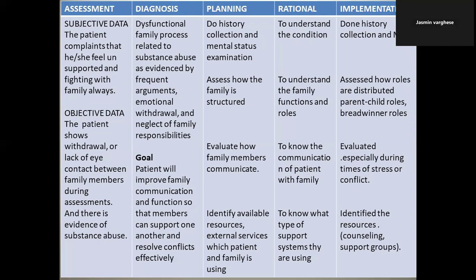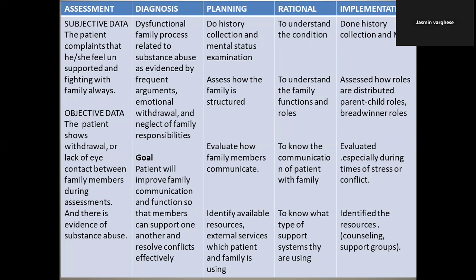First is assessment. Under assessment, what do you have to write? You have to write subjective data and objective data. Subjective data means what the patient says about their condition or their complaints, and objective data means what you have observed from the patient's situation. So what is the subjective data here? The patient complains that he or she feels unsupported and is always fighting with the family members. Then objective data: the patient shows withdrawal or lack of eye contact between family members during the assessment, and there is evidence of substance abuse.